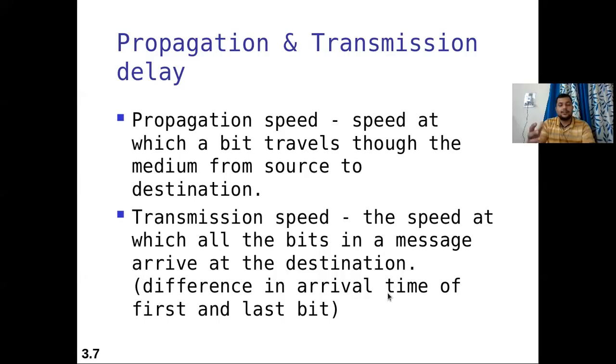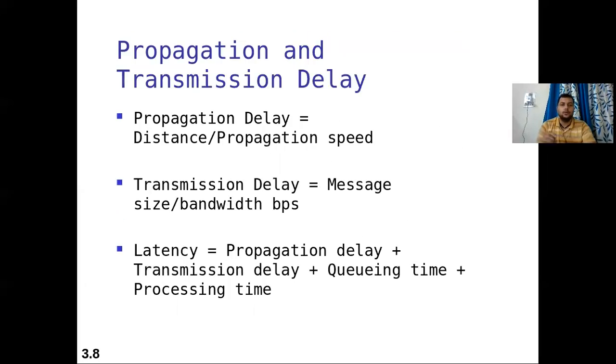After transmission delay starts the propagation delay. Once it reaches the intermediate node, then the queuing delay happens, and once the packet is being processed, the processor will take time. That is called the processing delay. How can we calculate the transmission delay?